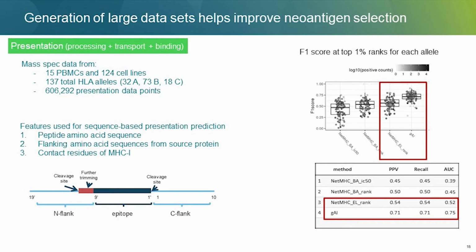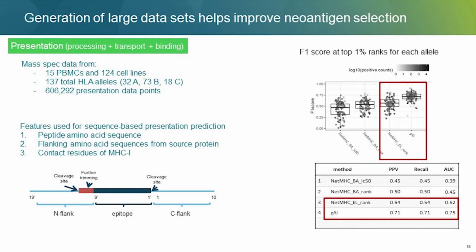So what we have done at Genentech, and what other groups have also done, is generate a lot of mass spec data. We have over 600,000 presentation data points. We use machine learning, and that includes different features associated with presentation, such as the amino acid sequence of the peptide that is bound to MHC class I. We have also looked at the flanking regions around this peptide, as well as the contact residues of MHC I. And by generating all this data, we have really been able to improve our prediction algorithm.